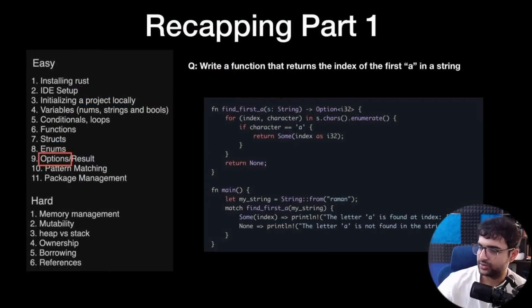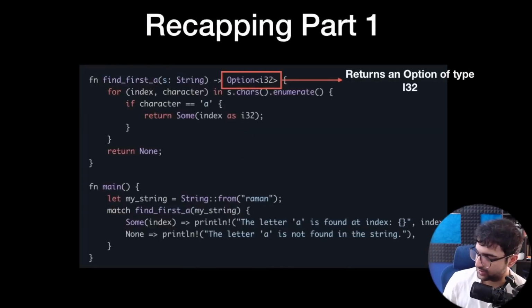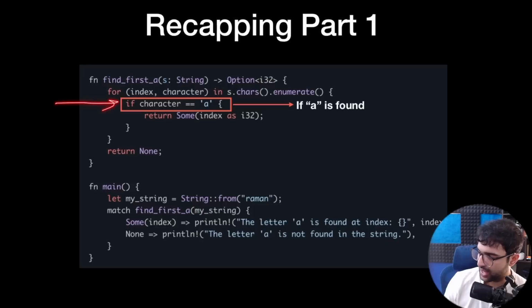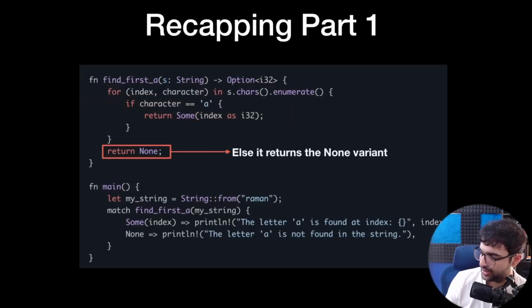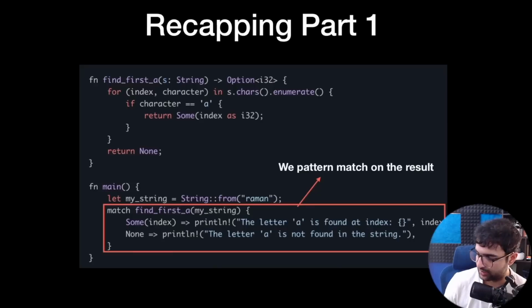Hopefully, that was easy to digest. Maybe not, let me know. To recap, I've defined a find first function. So I find first a function which returns what? It returns an option of type i32. It returns a number only, but in some cases it will return the actual number. In some cases it will return none. We check if the character is found. If the character is found, then we return the sum variant of the enum. If nothing is found by the end of it, you keep iterating, you find nothing, then we return the none variant, which doesn't need to have a value associated with it.